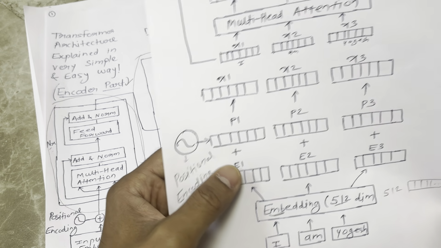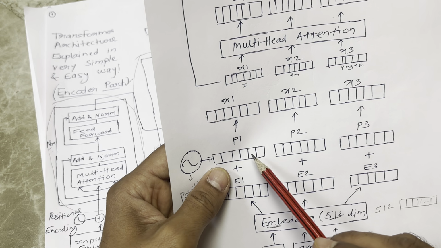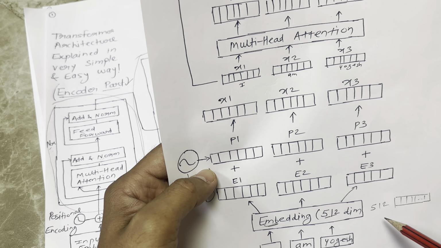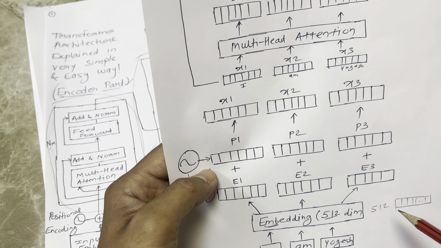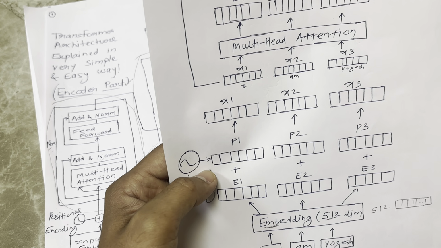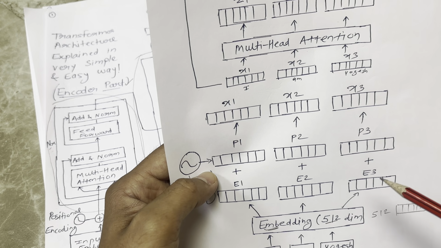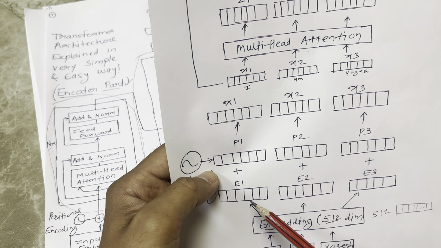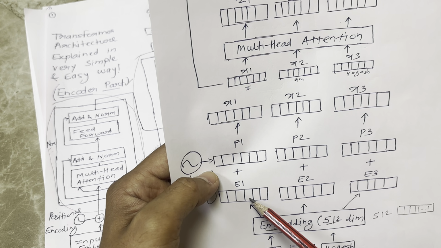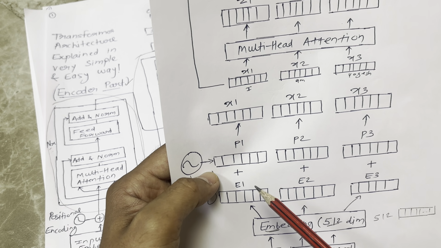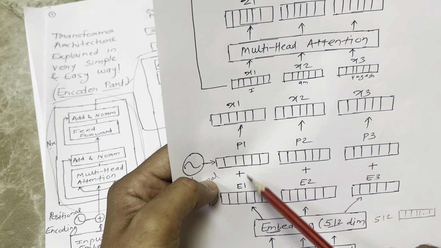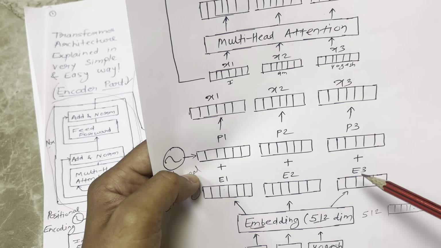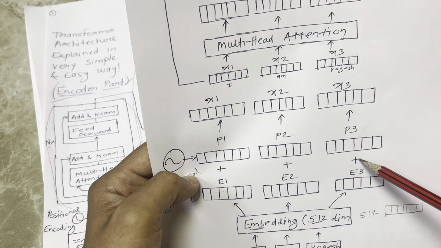Now, those 512 dimensional vectors are P1, P2, P3. And E1, E2, E3 are nothing but the 512 dimensional embedding vectors for I, am, and Yogesh respectively. Now we have to add our embedding vectors with their positional vectors. So basically we add these two vectors E1 and P1, we add these two vectors E2 and P2, and then E3 and P3. You can see this addition operation.